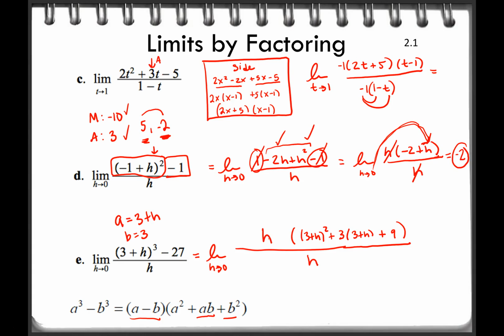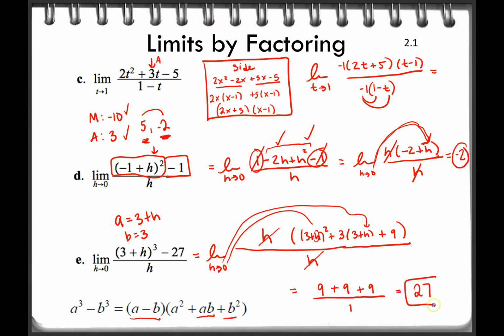And hopefully you noticed that before. These cancel, and now all I have to do is plug in 0. For every time I see an h, I'm plugging in 0. So I have 1 in the denominator, and this is going to be 3 plus 0 squared, which is going to give me 9. And then 3 times 3 plus 0 is 3 times 3, another 9. And then I've got that plus 9. So I've got 27 again.